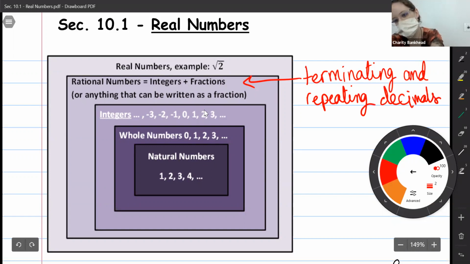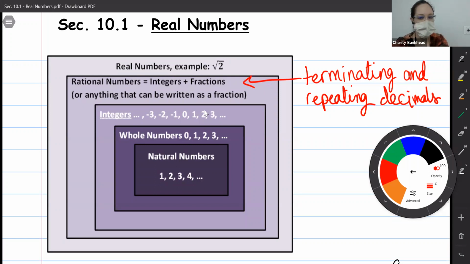So most decimal numbers that you see will also be rational. If it's a terminating decimal, meaning it stops at some time and doesn't go on forever, or even if it does go on forever, if it has a repeating pattern, so it could be 0.123 that keeps going forever, then that'd be a rational number as well.